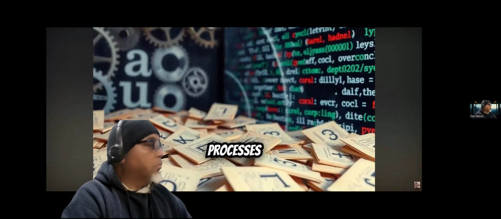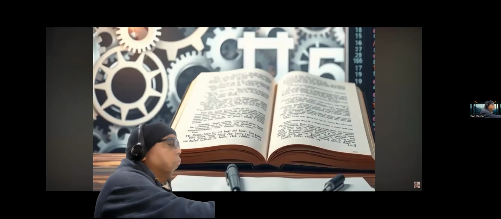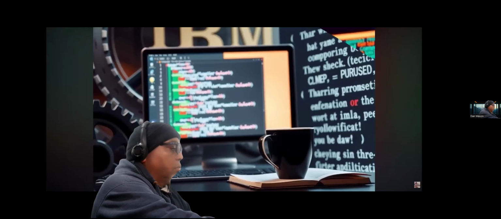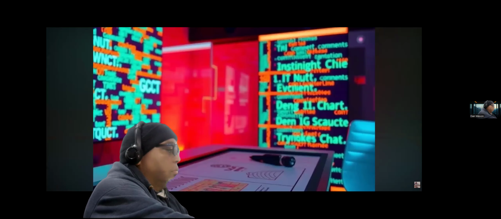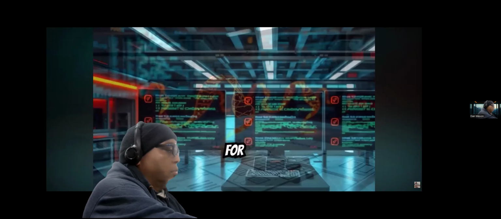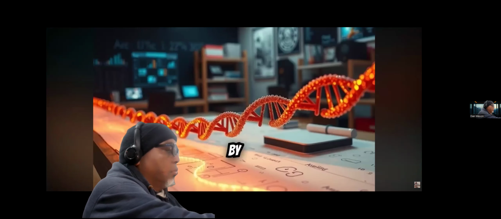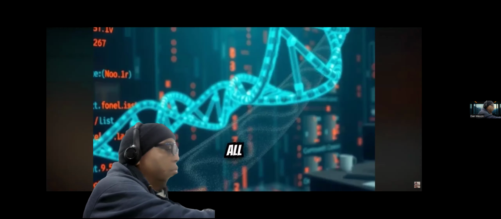Random processes can mix up letters, but they can't give them meaning. A book needs someone to write it. A programmer is needed to make a software program. The genetic code is the most advanced program that humans have ever created. It has commands for error correction, redundancy, and regulation. Saying that this code came about by mistake goes against all we know about how information comes around.